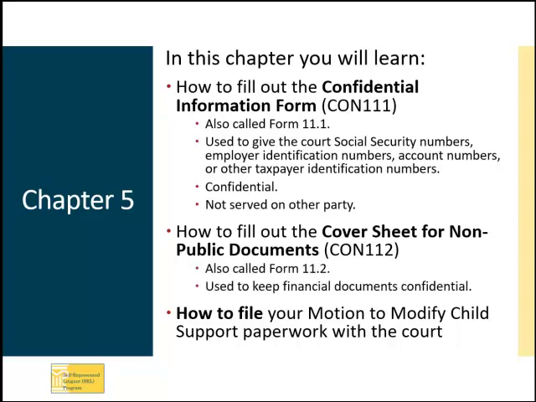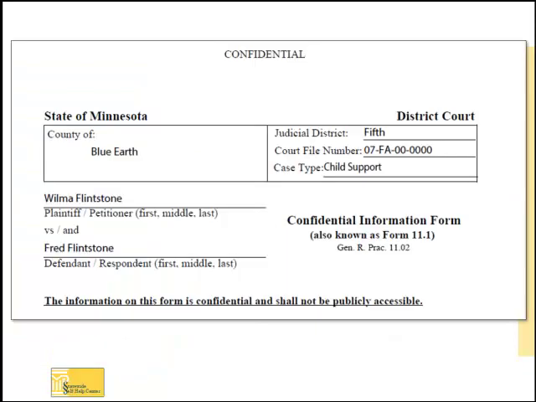The cover sheet for non-public documents, also called Form 11.2, is used to keep financial documents confidential, so they will not be available to the general public. Be sure to carefully read the instructions for restricted identifiers and cover sheet for non-public documents included as part of the motion to modify child support packet. We will start by filling out the confidential information form.